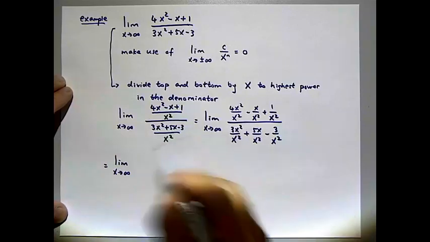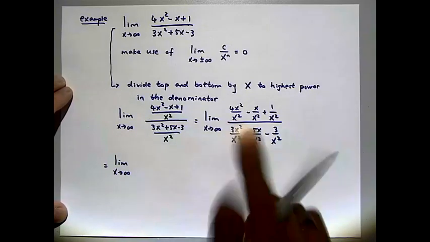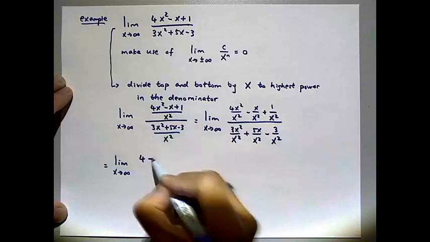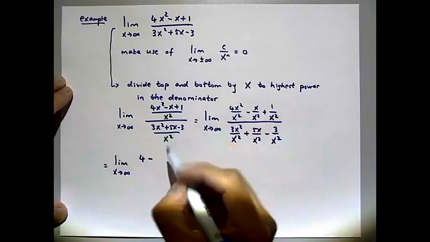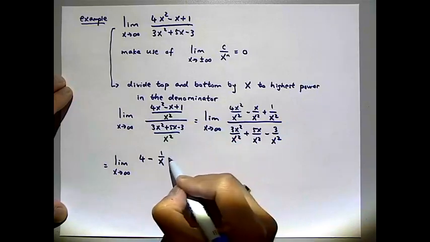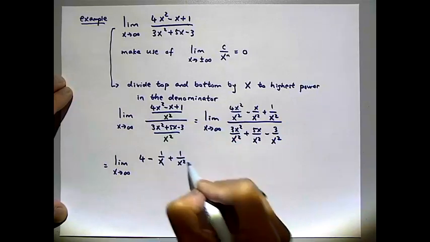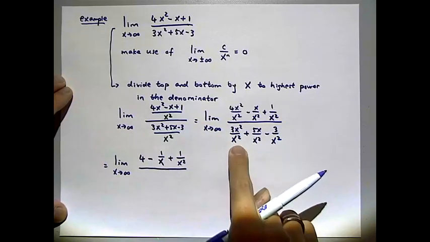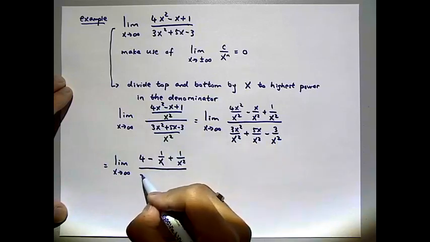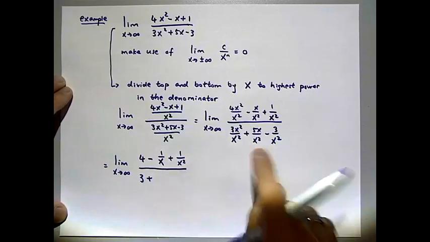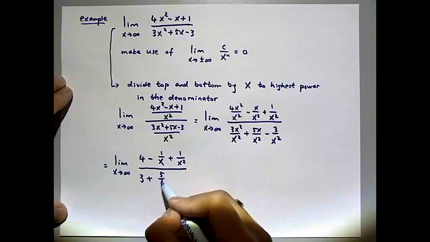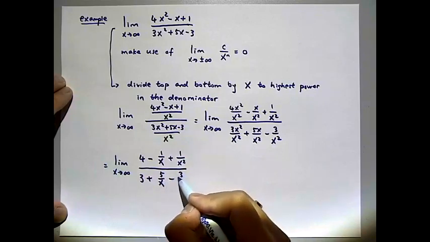Simplify a little bit. This is a 4. That's a 1 over x. That's a 1 over x squared, doesn't do anything. That's a 3. That's a 5 over x minus 3 over x squared.